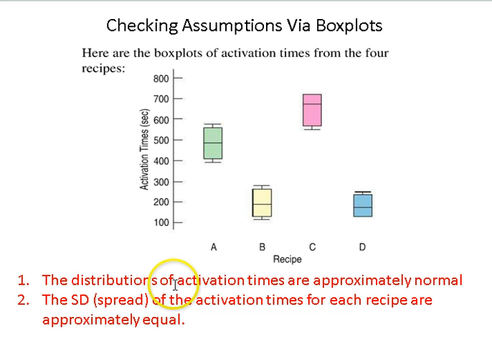So the distribution of the activation times are approximately normal. Just like you check for histograms, it's not going to be exact. The standard deviation, the spread of each of these, is basically about the same. It's not like one of these spreads is 400 versus the other about 200. In each case, these are between 100 and 200, so they're relatively the same.